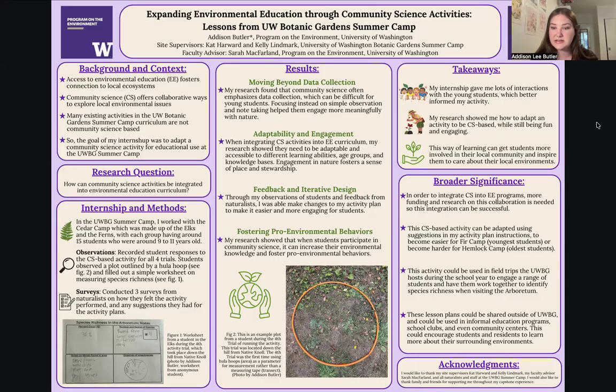Another thing is that this CS-based activity could be adapted using suggestions that I put in my activity plan instructions to become easier for Fir Camp, which is the youngest students at the UWG hosts, or become harder for Hemlock Camp, which is the oldest students. This activity could also be used at field trips that the UWG hosts during the school year to engage a range of students and have them work together to identify species richness when visiting the Arboretum. These lesson plans could be shared outside of UWG and could be used in informal education programs, school clubs, and even community centers. This can encourage students and residents to learn more about their surrounding environments.